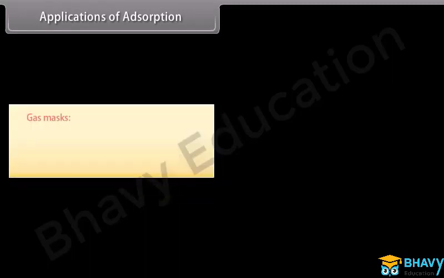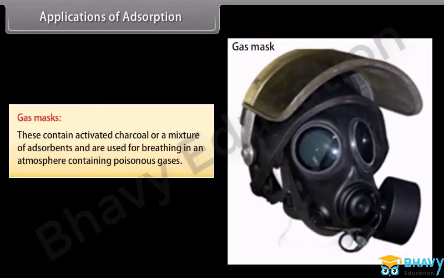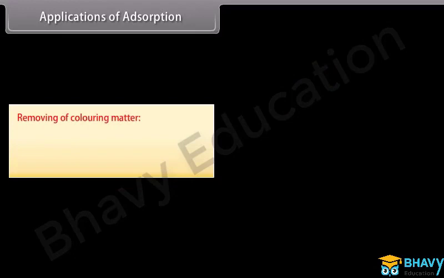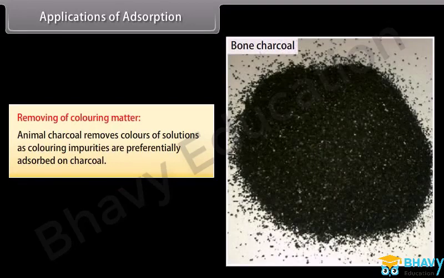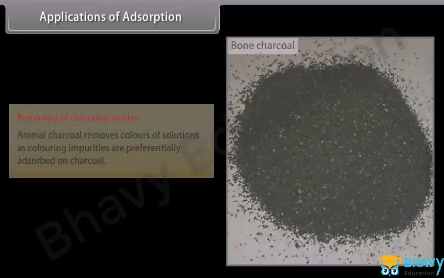Applications of adsorption. Gas masks. These contain activated charcoal or a mixture of adsorbents and are used for breathing in an atmosphere containing poisonous gases. Removing coloring matter. Animal charcoal removes colors of solutions as coloring impurities are preferentially adsorbed on charcoal. For example, bone charcoal is used as a decolorizer in the sugar industry.